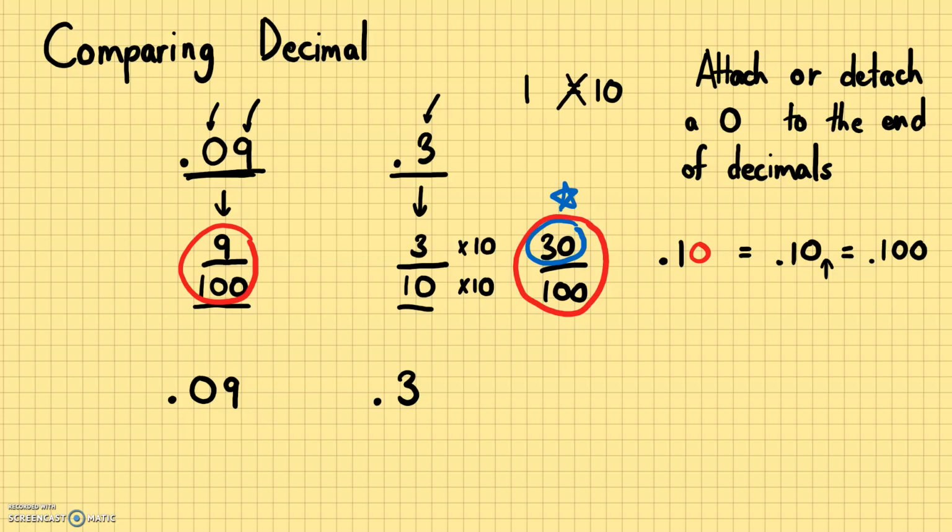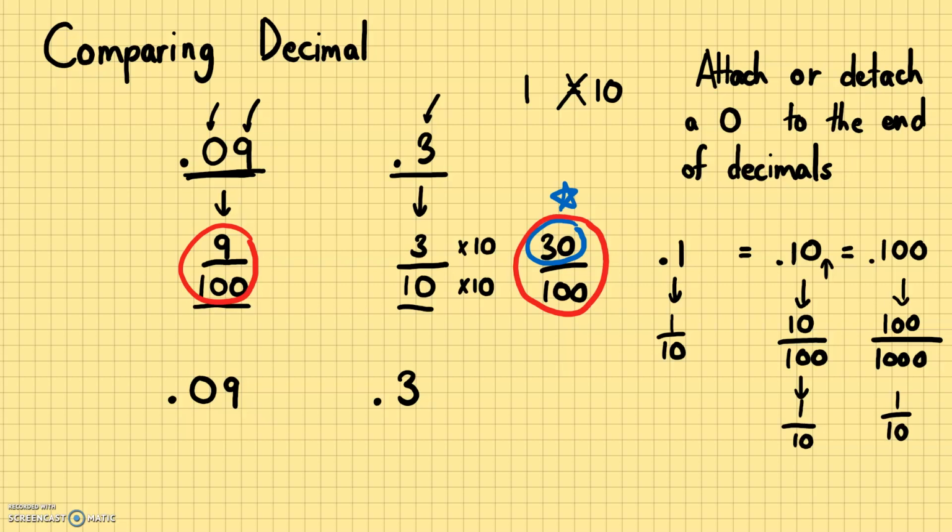And you'll see why. Once you change these to fractions, you'll see that this becomes 1/10, this becomes 10 over 100, and this becomes 100 over 1000. If you reduce these fractions, they're all going to be 1/10. So when you're adding a 0 to the end of a decimal, in terms of fractions, you're basically multiplying both the numerator and the denominator by 10. So you're not changing the value of that number.